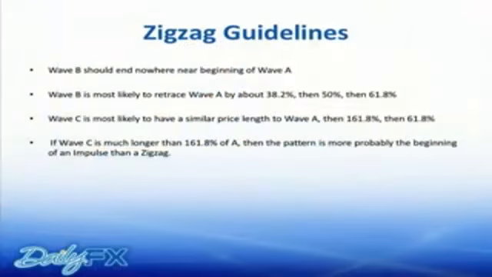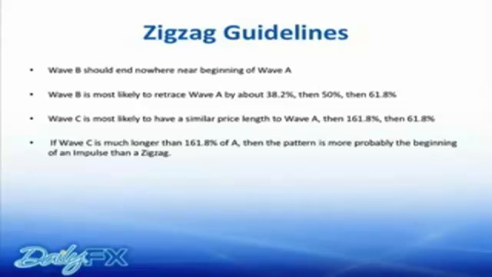Okay. Guidelines. Wave B is most likely a third to a half. I have 2/3 there because it can happen, but it doesn't happen nearly as often as a half or a third in my experience. Wave C tends to be equal to wave A or can extend.